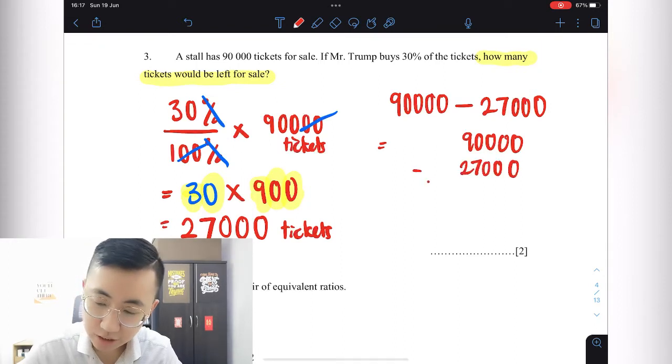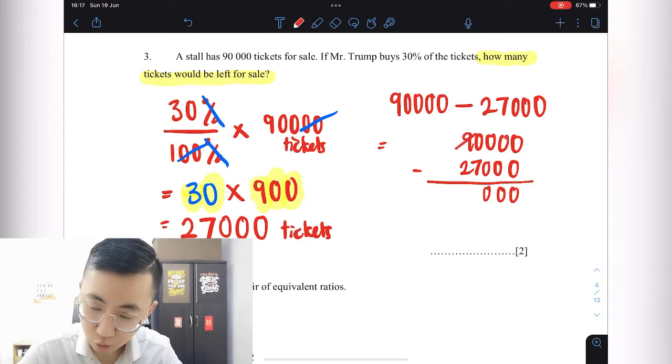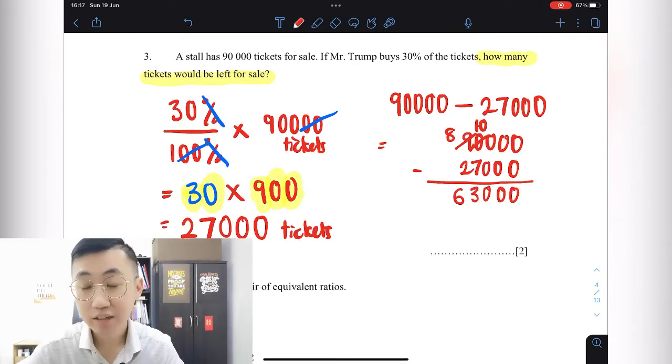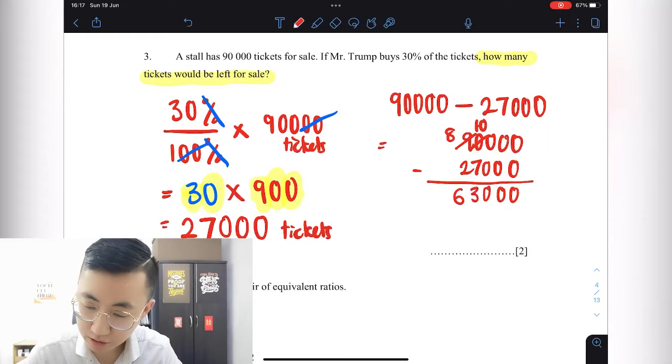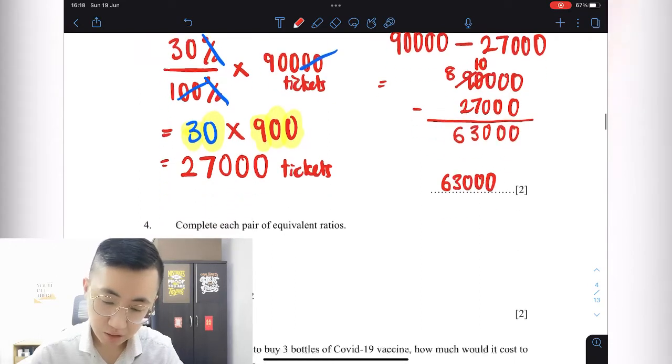Okay, so let's do this. Everything will be 0 minus 0, so it's the same. 9 need to borrow, become 8. Over here will become 10. Okay, so 10 minus 7, 3. 8 minus 2, that will become 6. So what is left for sale will be 63,000. Alright, so there you go. Log in the final answer. Alright, so that is question 3.